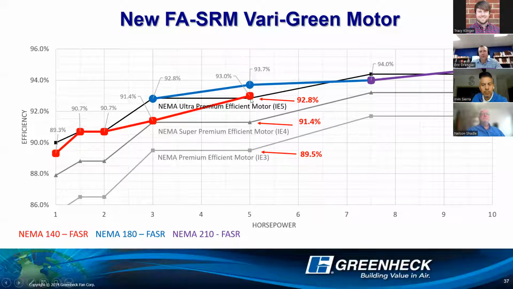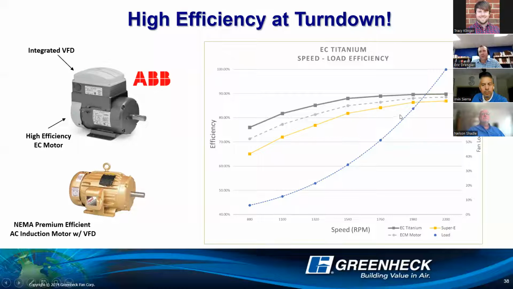And this is where the ferrite assisted synchronous reluctance of the ABB EC titanium falls. It falls in the IE5 band. So you can see it's much higher than the IE3 efficiency band. And it's also more efficient at turn down.